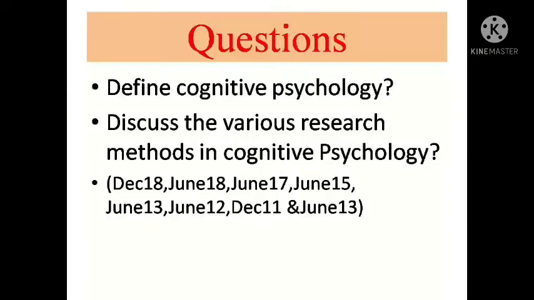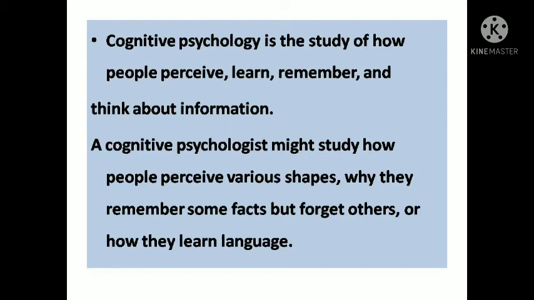In this video, I will explain various research methods in cognitive psychology. What is cognitive psychology? Cognitive psychology is the study of how people perceive, learn, remember, and think about information. A cognitive psychologist might study how people perceive various shapes, why they remember some facts but forget others, or how they learn language.